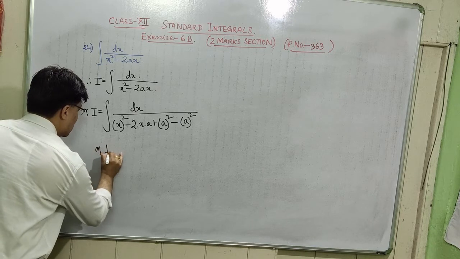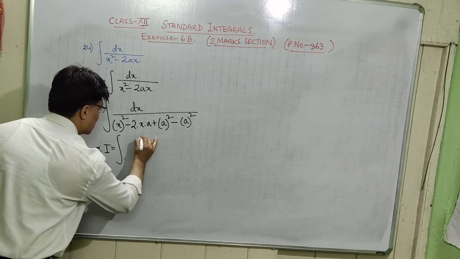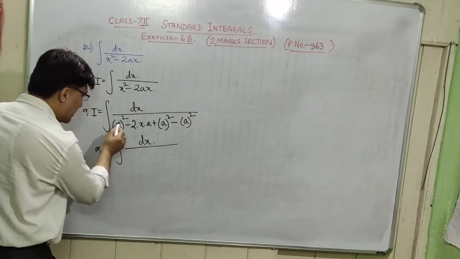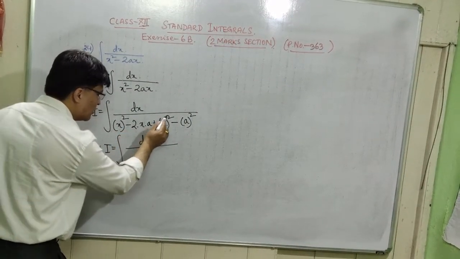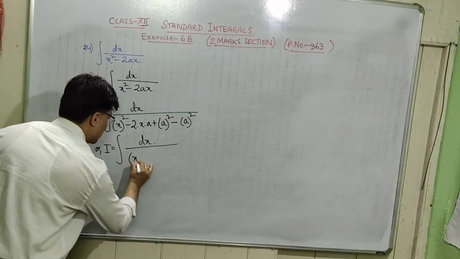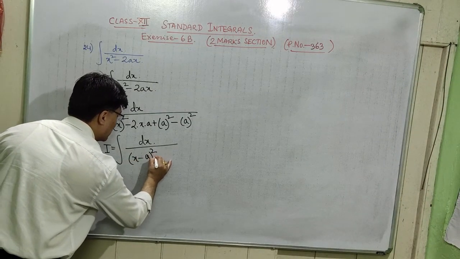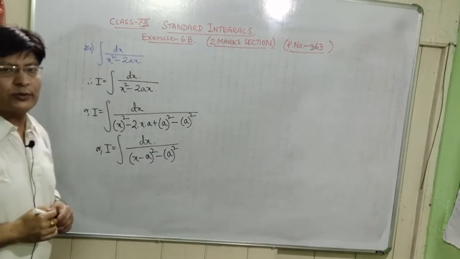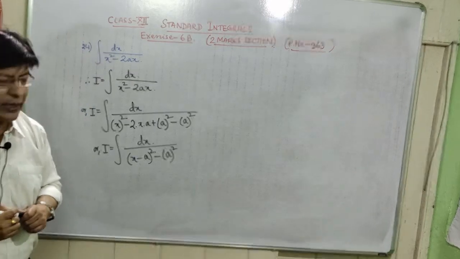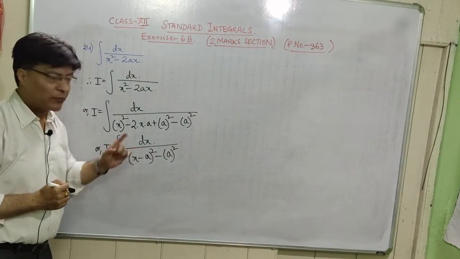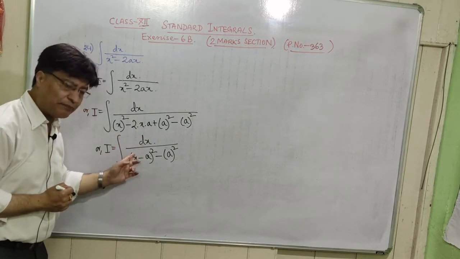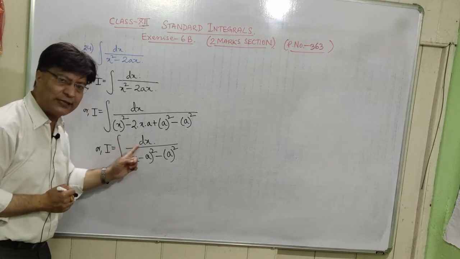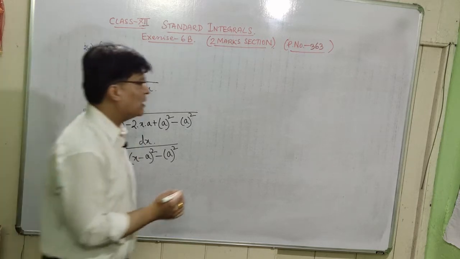So I is equal to integration of dx divided by, what is the formula here? A whole square minus 2ab plus b whole square. So what is the formula in this case? It is x minus a whole square minus a whole square. So I think you have understood it. Okay, so now this is the standard form. So instead of x there is x minus a, and instead of a there is a. So this is the form integration of dx divided by x square minus a square.